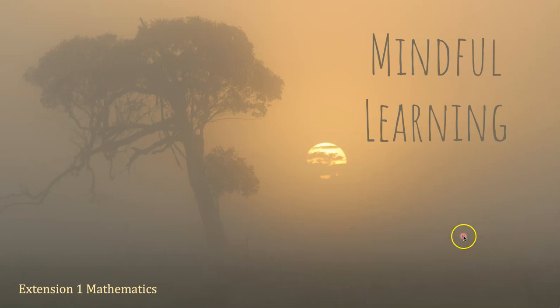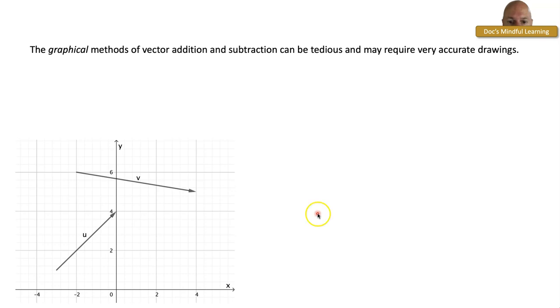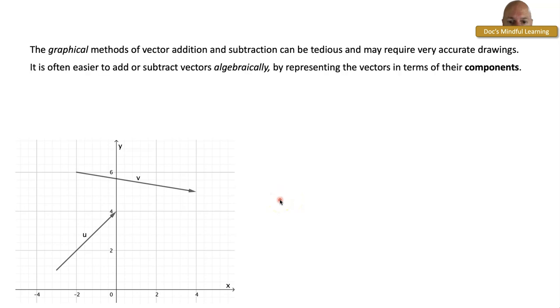Hello mathematicians, we're going to take a look at the components of a vector. So if we look at our vectors here, u and v, which we've previously added together, then we've noticed that the graphical method of vector addition and subtraction, if we did it carefully, could be really tedious because we have to shift the vectors around, draw them accurately, get their angles correct, and use scale factors. So often it's easier to add or subtract vectors algebraically by representing the vectors in terms of their components.